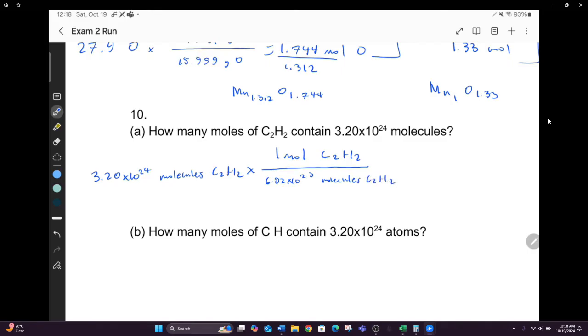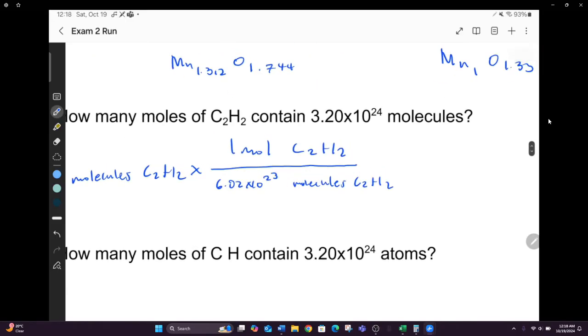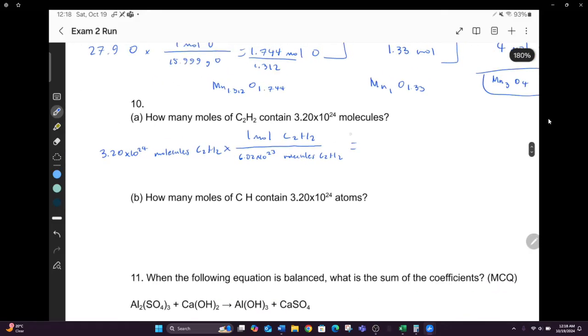of C2H2. And remember, moles can be 6.02 times 10 to the 23 of anything. You can have 1 mole of cars, that would be 6.02 times 10 to the 23 cars. You can have 1 mole of human beings, that would be 6.02 times 10 to the 23 human beings. You can have 1 mole of rocks, that is 6.02 times 10 to the 23 rocks. It's basically just a quantity. You do that, and you should get 5.31 moles C2H2. So that's how many moles of C2H2 contain 3.20 times 10 to the 24 molecules.